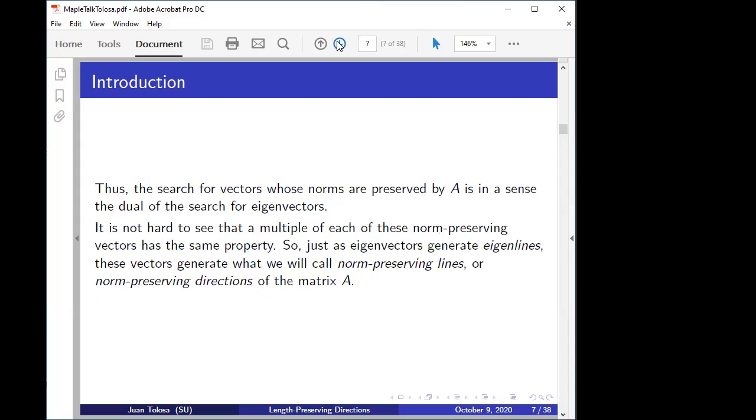So as I said, this question is in a sense a dual of the other question. Now, the same as for eigenvectors, if you have a vector for which the norm is preserved, any multiple of that vector will have the same property. So you have an entire line with this property that I'm going to call norm preserving lines or norm preserving directions. The goal of this work is to find matrices for which the norm preserving directions can be expressed using integer vectors.